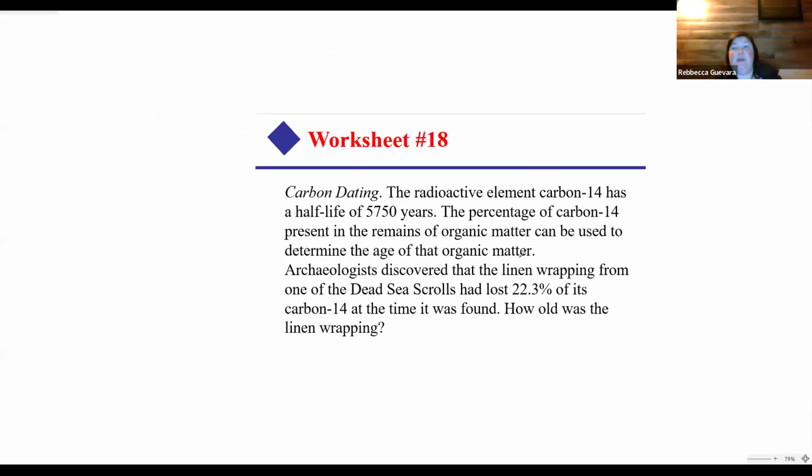All right, so this is going to be a multi-step problem. The first issue that we have is that we really don't know what our decay rate is. And so that is sort of an initial issue that we have. We have the half-life though.